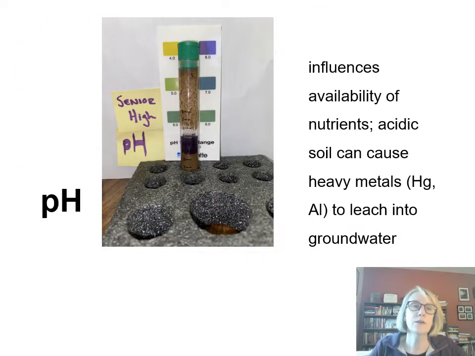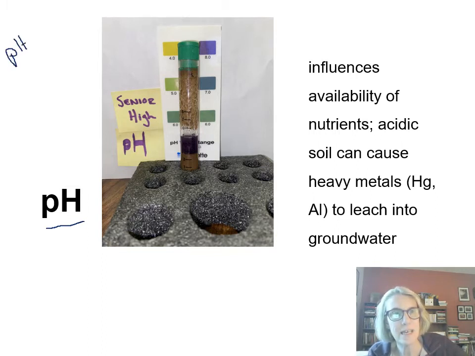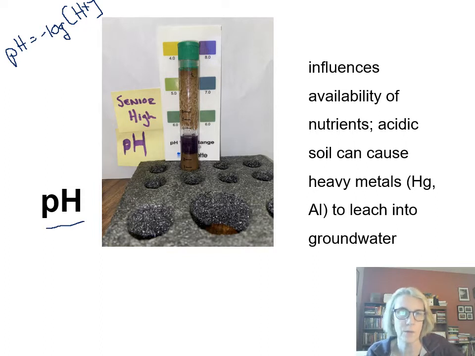All right, so that's the texture, thinking about the different sizes of the particles. We also want to know something about the pH. So before we get into this, let's do a quick reminder of what pH is. So remember, pH is the negative log of hydrogen ion concentration, or hydrogen ions are also protons, so I will probably use those interchangeably.